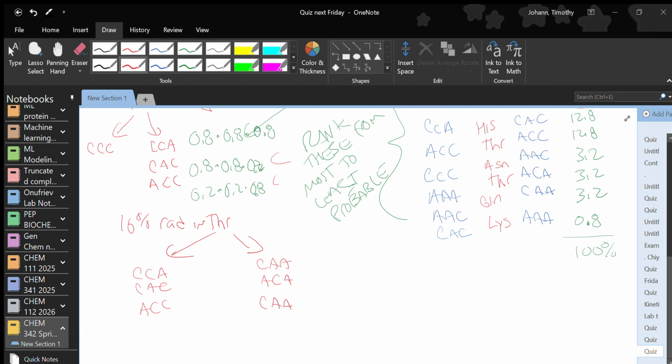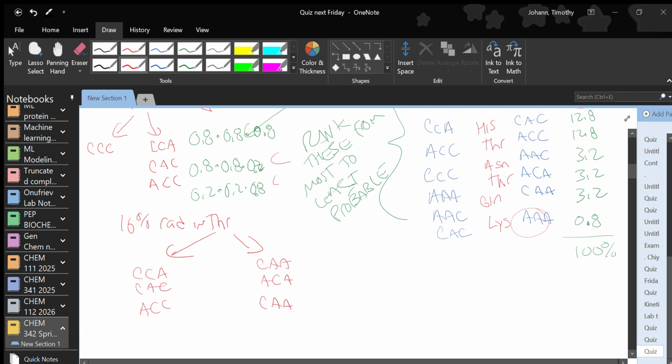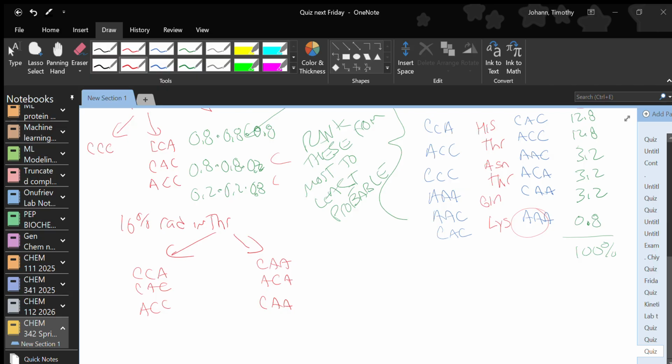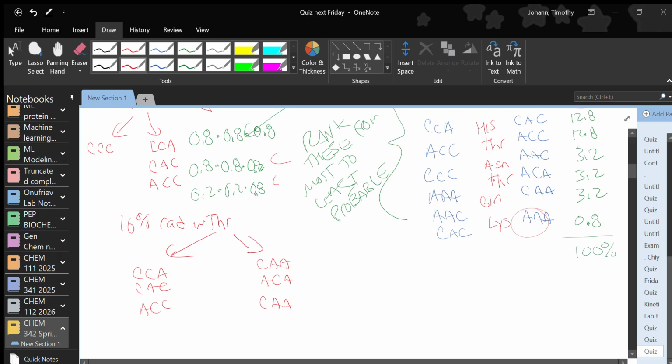You also know what lysine is from this, right? That was easy, because lysine is going to be 0.8% and it doesn't have anything else in there. So then the next step, we've got some possibilities for some codons we've nailed down.